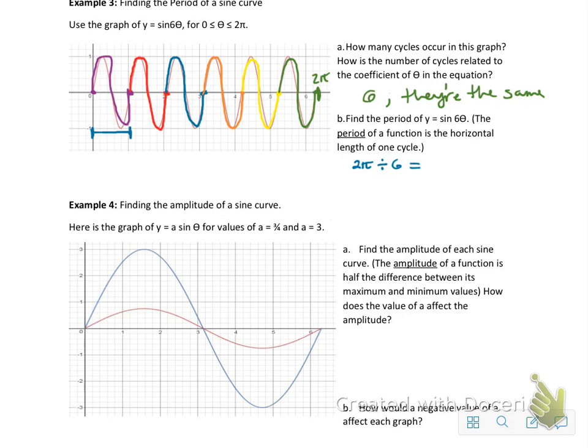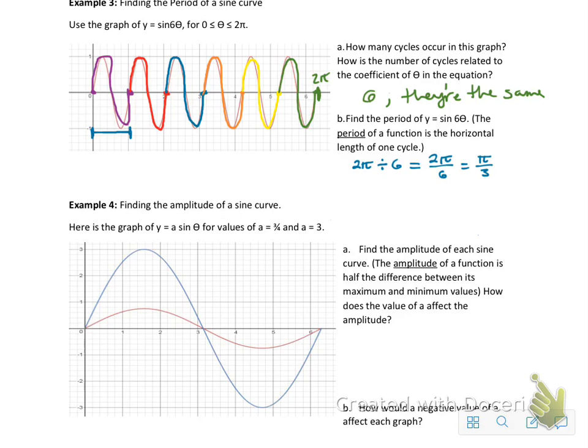So we're really doing 2 pi over 6, which is the same as pi over 3, which means it takes a distance of pi over 3 to get from the starting point back to the original starting point as you go from left to right. Okay, that's how you find a period. And it's going to be very important as we proceed through this section.